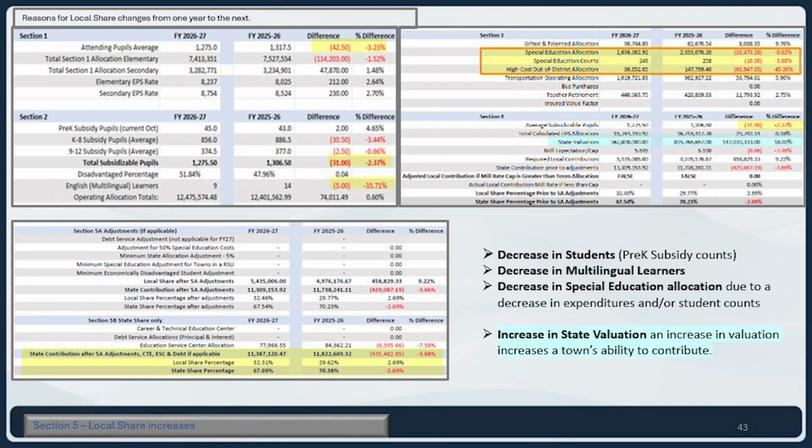Then when we get to Section 4, you can see this town, this SAU, had an increase of over 18% in their valuation, and that is using a 3-year average. So they had a huge increase in valuation, they had a decrease in counts, they had a decrease in special education, and between the 2 years, their state share was over $435,000 less between the 2 years. So that is Section 4, state and local share. Any questions?